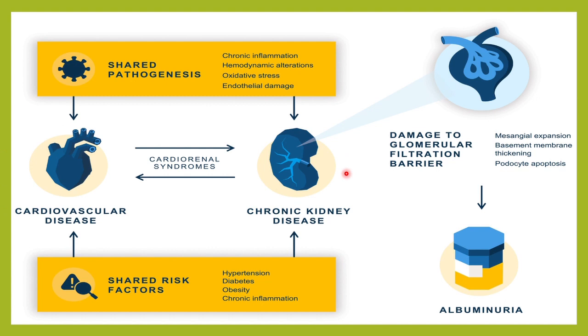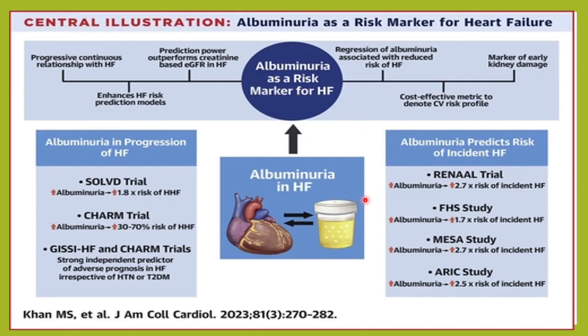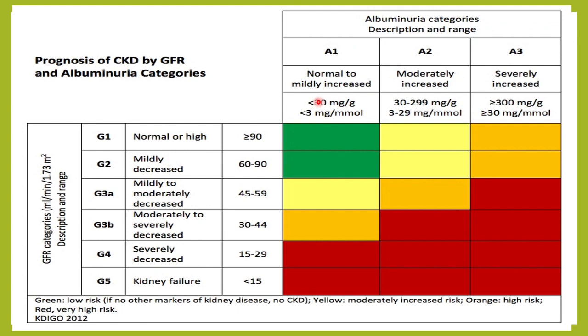So that is why they have come to a conclusion that this albuminuria can also indicate that the heart also could be at risk. So that is the correlation between albuminuria and cardiovascular risk. And also this is the same thing which is in the clinical trials. They have tried to find out albuminuria in heart failure also, and albuminuria as a risk marker for heart failure. And I have also told you that albuminuria can also be used to grade the chronic kidney disease.